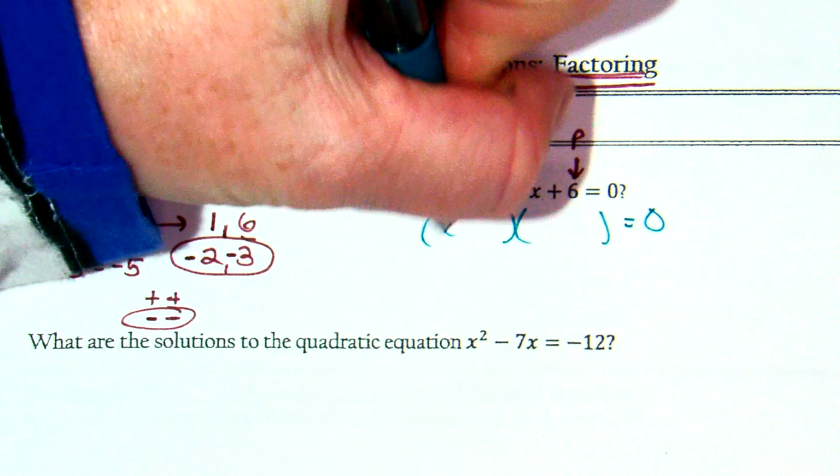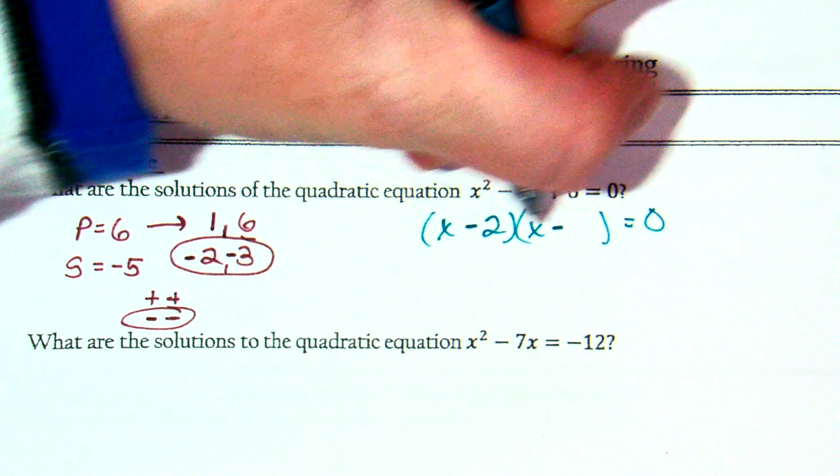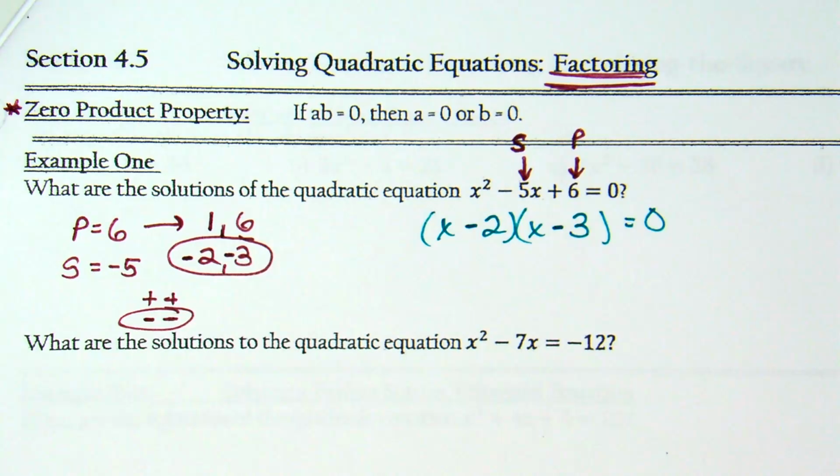X squared breaks up into x times x. They're both minuses, you guys decided. It was a minus 2 and a minus 3. Okay, we factored it. My equation's equal to 0.